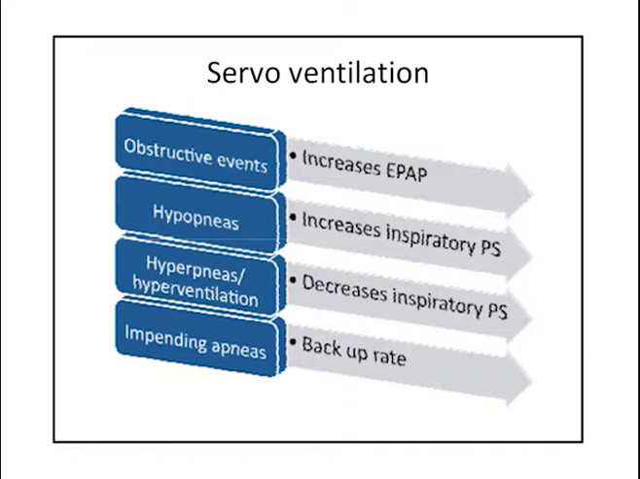If you see periodic hypopnea, it will increase pressure support, inspiratory pressure support. If it sees hyperpneas or hyperventilation, it will decrease your pressure support. And if it sees impending central apneas, it may increase the backup rate. So what it does is very simple.